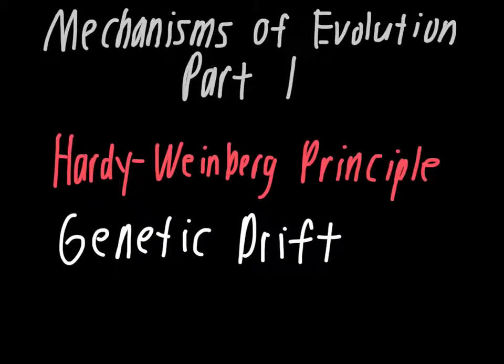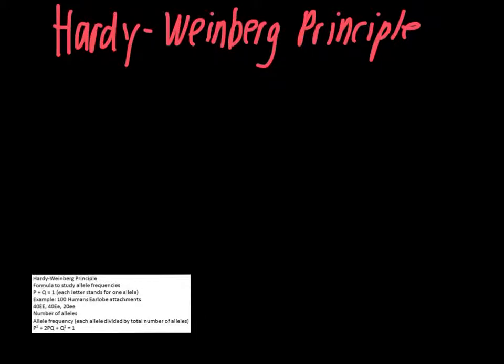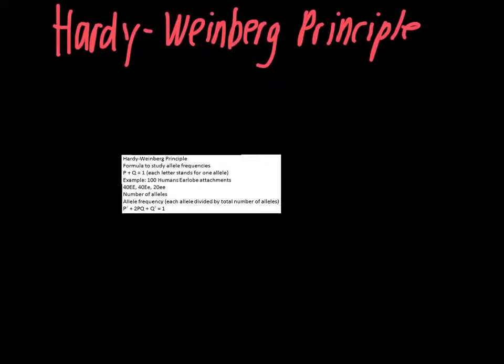Hello, this is the first in a three-part series of videos to talk about some of the mechanisms of evolution. The two main topics that will be covered in this video are the Hardy-Weinberg principle and the concept of genetic drift. So we'll begin with the Hardy-Weinberg principle because this is the idea that all of genetic drift kind of hinges upon. So we'll be talking about the Hardy-Weinberg principle first.